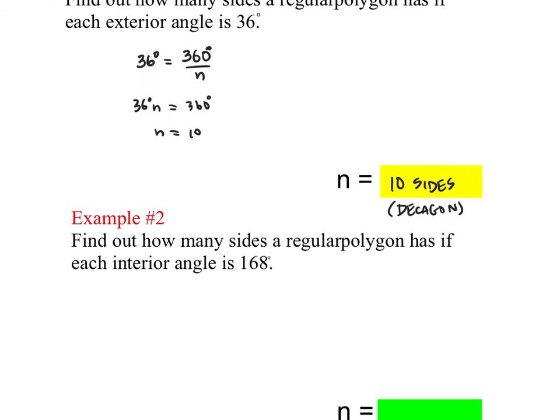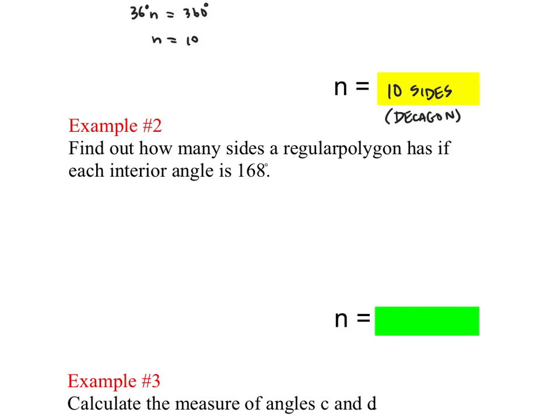All right, example 2. How many sides does a regular polygon have if each interior angle is 168? Now I see interior, and so I think of my formula, n minus 2 times 180 divided by n. Now I know that that's equivalent to 168 degrees, right? That's what I'm told. Now in this case, I'm going to isolate n in a very peculiar way. I'm going to multiply both sides by n. So I get n minus 2 times 180 is equal to 168n.